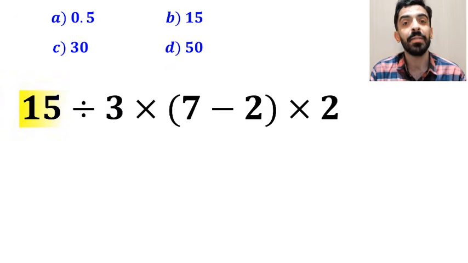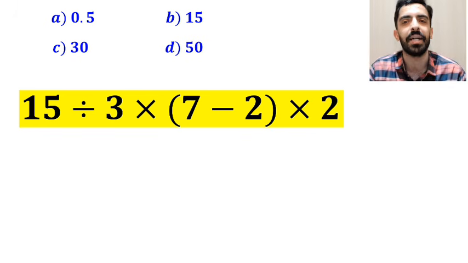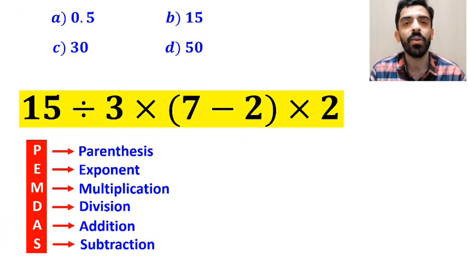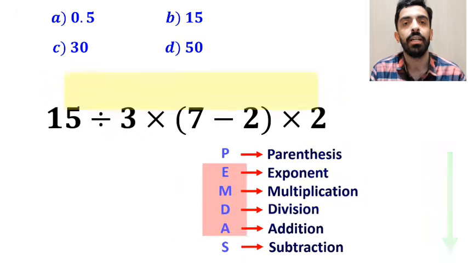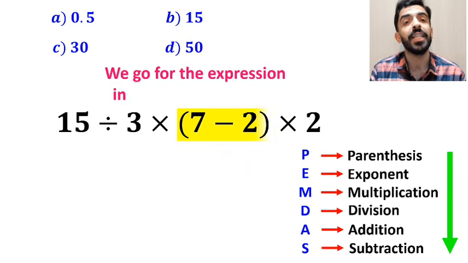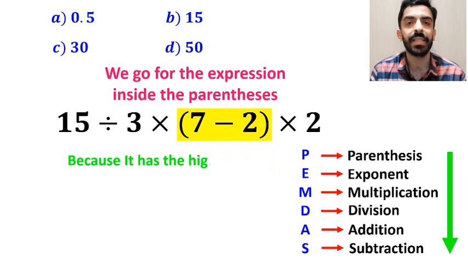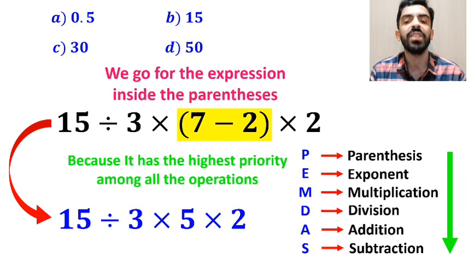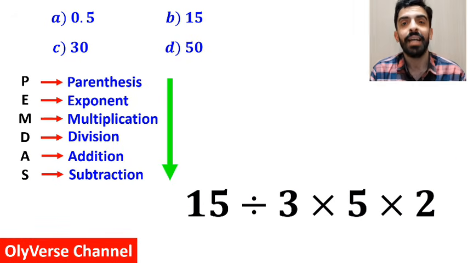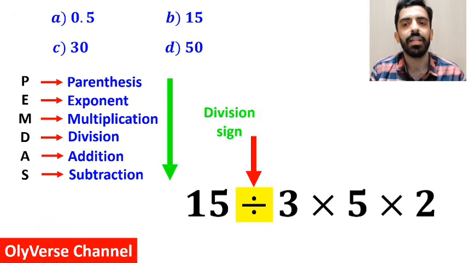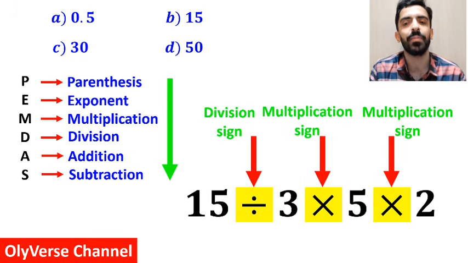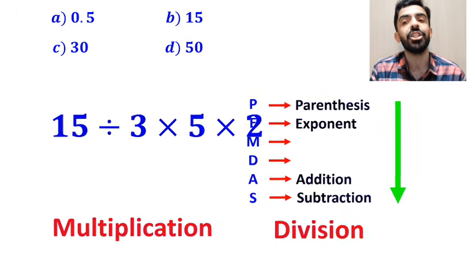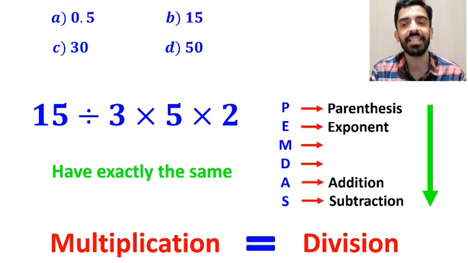Alright, now let's go step by step together and show you how to solve this expression properly. To solve this question, we must follow a rule that is called PEMDAS. PEMDAS shows us the priority of the order of operations. In the first step, we go for the expression inside the parentheses because it has the highest priority among all the operations. So, instead of this expression, we can write 15 divided by 3 times 5 and again multiplied by 2. As you can see on the screen, in this expression, we have one division sign followed by two multiplication signs.